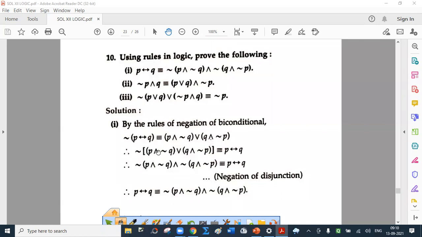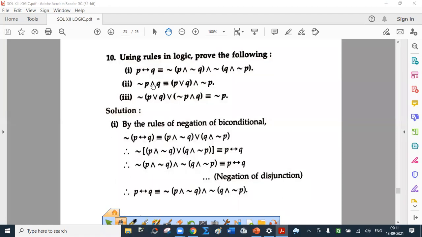So can I say that the negation of this is nothing but P biconditional Q? Yes, I can. Negation of negation is the original statement. Now, let me explain. This is basically the negation of a disjunction. What is the negation of a disjunction? It is the conjunction of negations. Now what is the negation of P and not Q? We need not simplify this. This is the required answer.